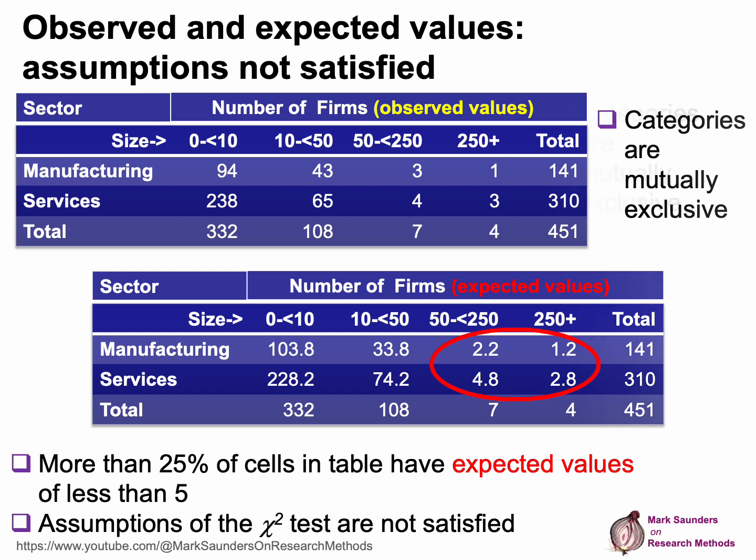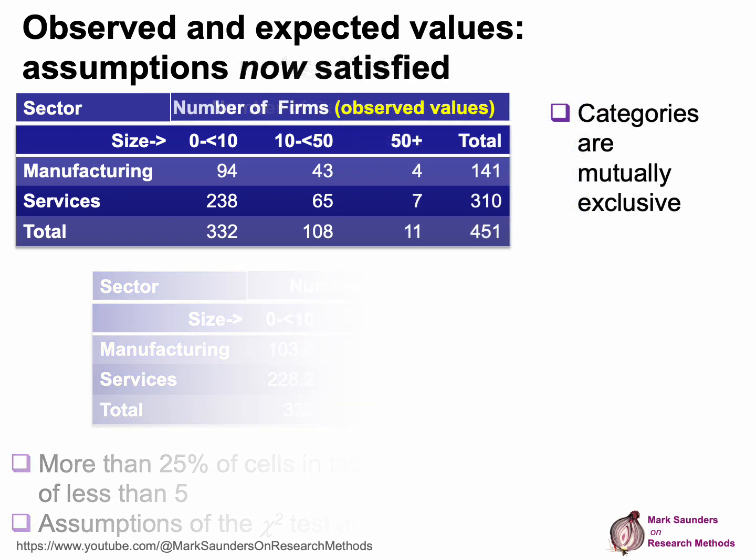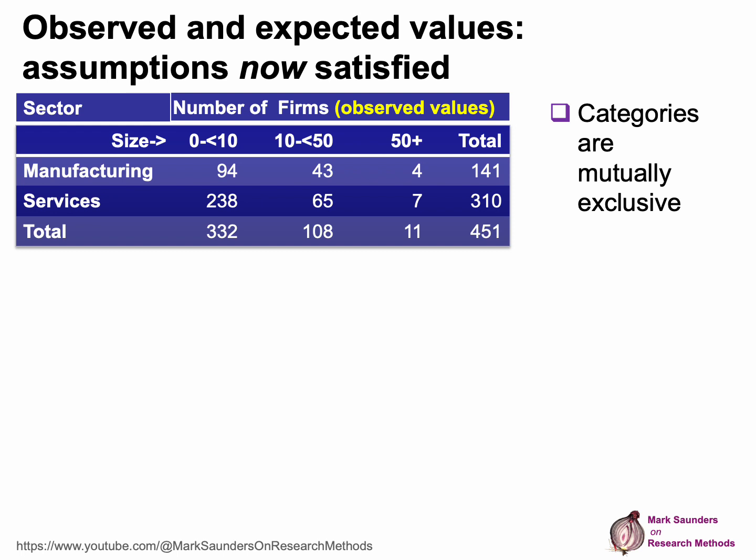What we can do with our data is we can actually start to group the categories. So what we've done here for our observed values is we've created a new category, a firm size of 50 or more employees. And what we see now is that the number of manufacturing firms in this size has gone to 4 by adding the 50 to less than 250 and the 250 plus firms, and similarly for services.